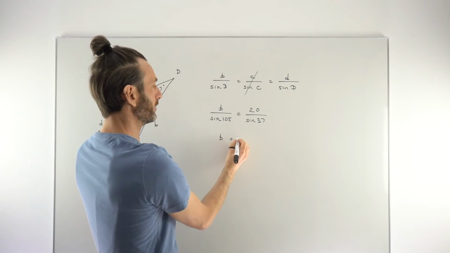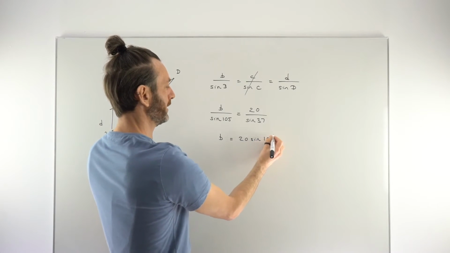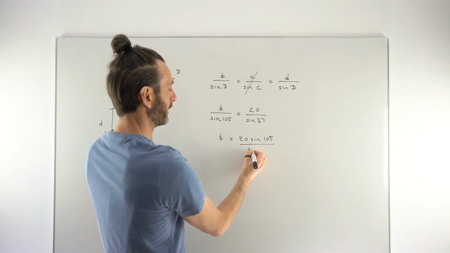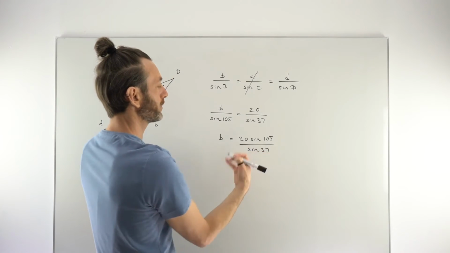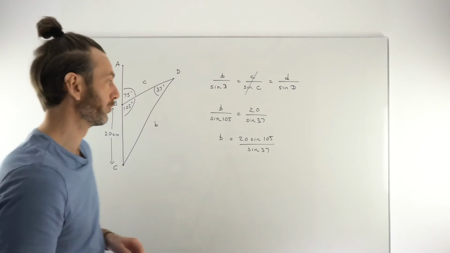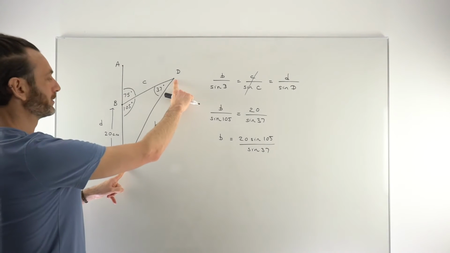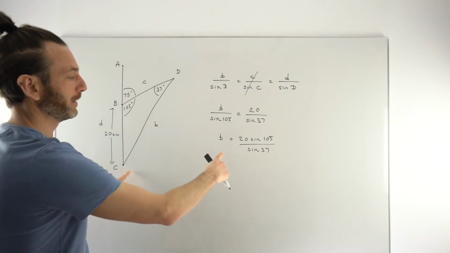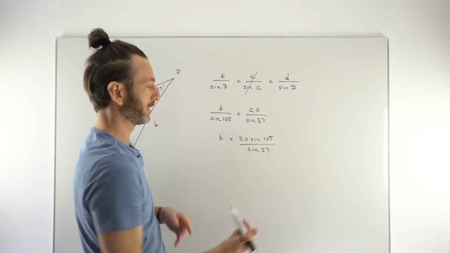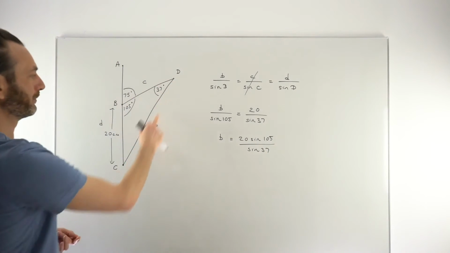So b is going to end up equaling 20 sine 105, or 20 times sine 105 divided by sine 37. And we can just put this in the calculator, but it's good to predict the answer with sine or cosine rule, or any geometry question, based on the diagram, just so that you can check. Just by looking at that, I've got no idea what that's going to come out to be, but I can check what I think it should come out to be by checking my diagram.